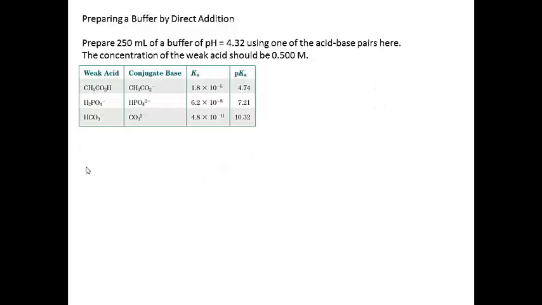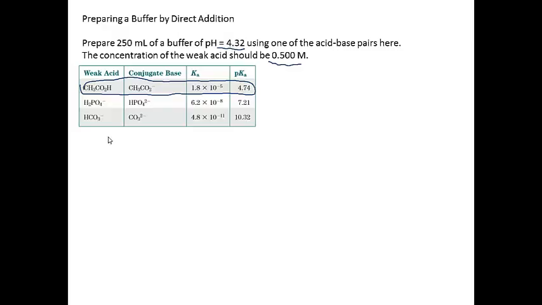Okay, so let's say we want to make 250 milliliters of a buffer that has a pH of 4.32. And we want our weak acid concentration of the buffer to be 0.5 molar. We have these three different acids here and three different acid-base conjugate pairs. First thing we have to do is choose which of these three to use. And the idea is the pKa needs to be near the pH we want. And of these three, clearly the acetic acid acetate acid-base pair has a pKa that's close to the pH we want. So that's the first thing to do.